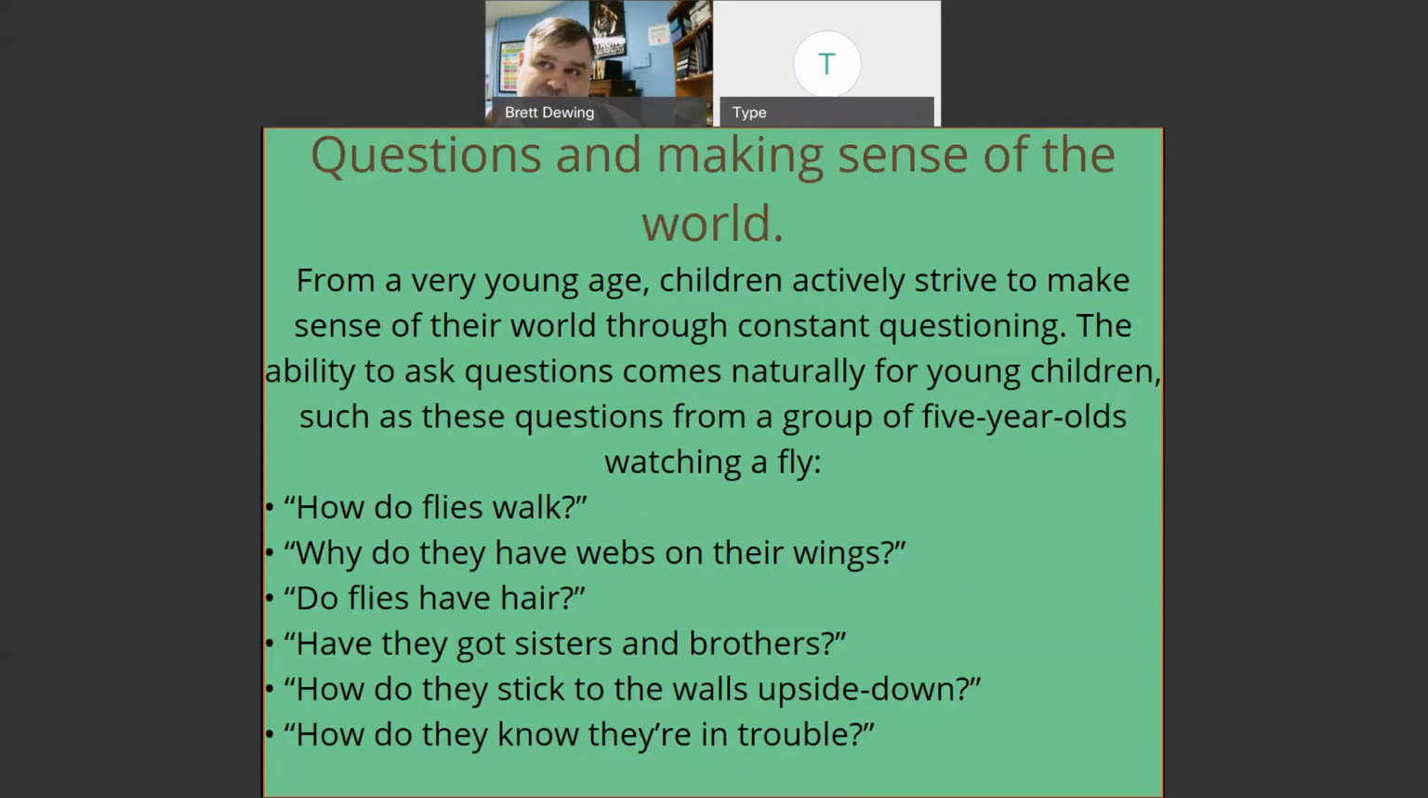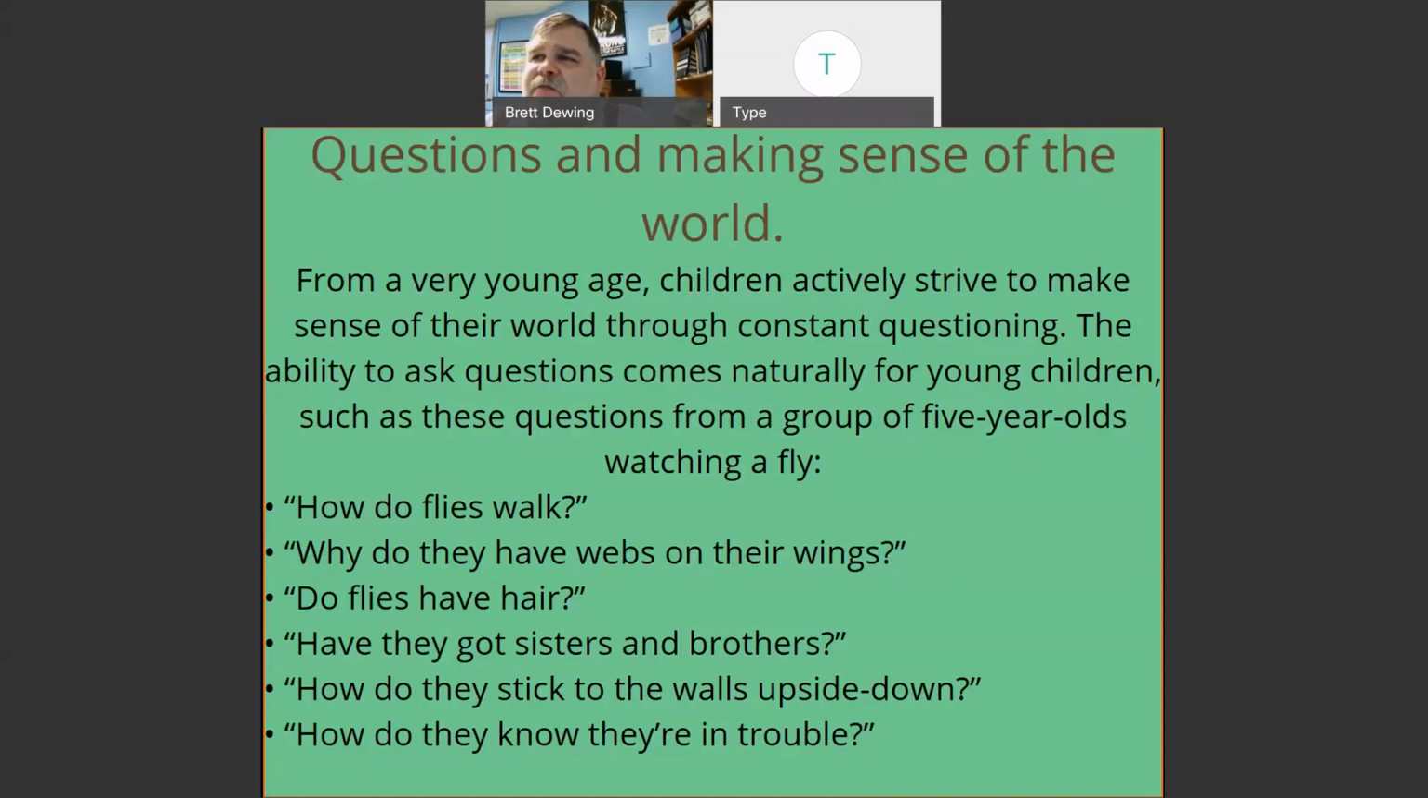watching a fly. How do flies walk? Why do they have webs on their wings? Do flies have hair? Have they got sisters and brothers? How do they stick to the walls upside down? How do they know they're in trouble? We ask questions to make sense of the world.